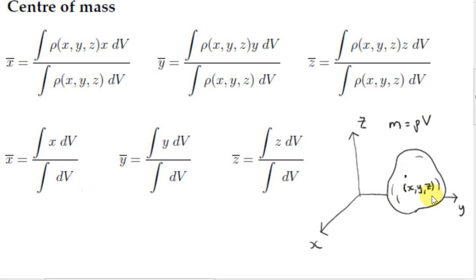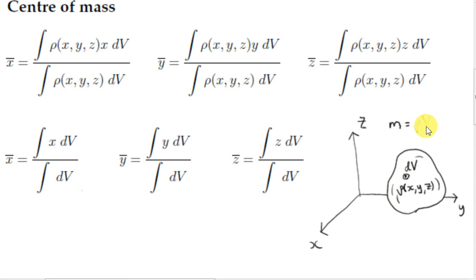Now the density could vary, so rho may not be constant. In that situation we have to consider tiny elements of volume, which include the point x, y, z. So this volume is dv. Well, initially it would be delta v, but in the limit as delta v goes towards 0, we use dv for the volume element. So we'd have to get the density at this point x, y, z and multiply it by the volume.